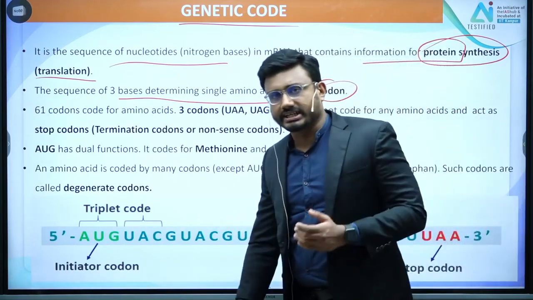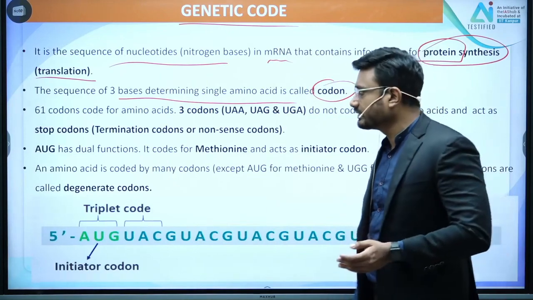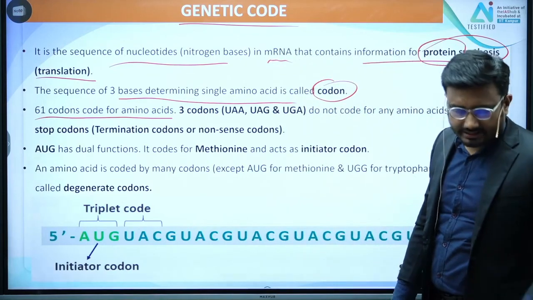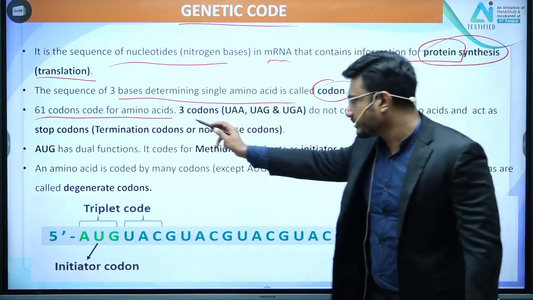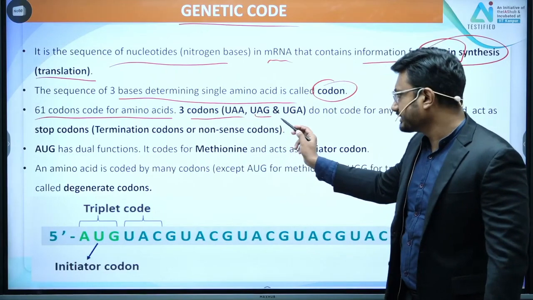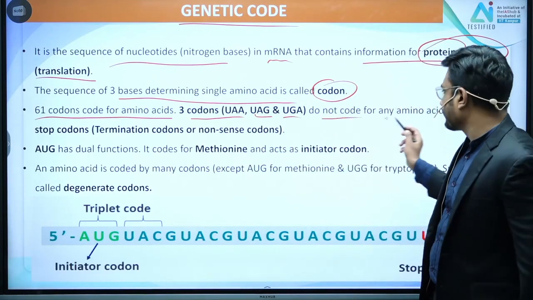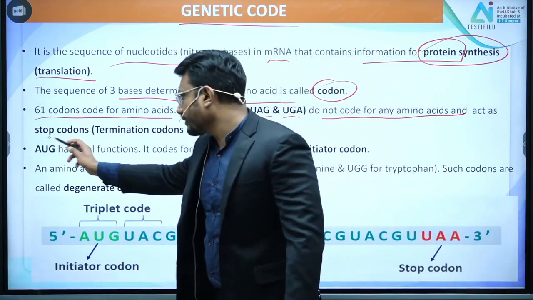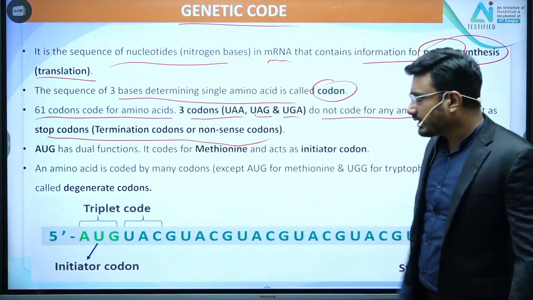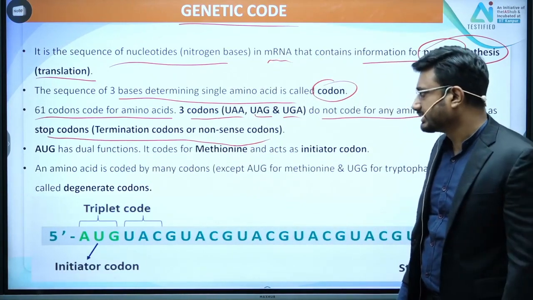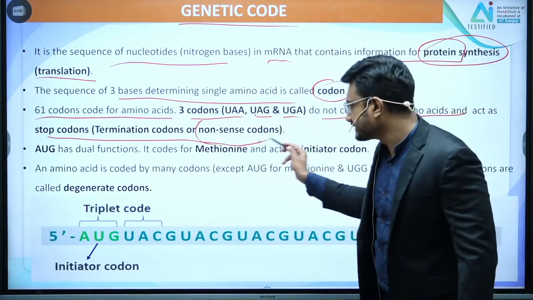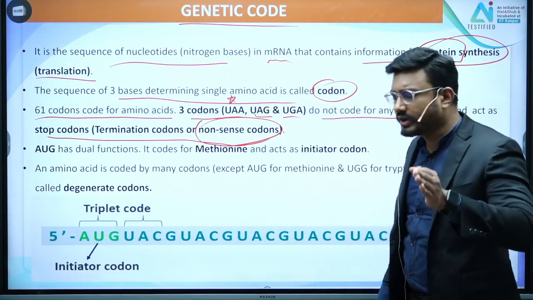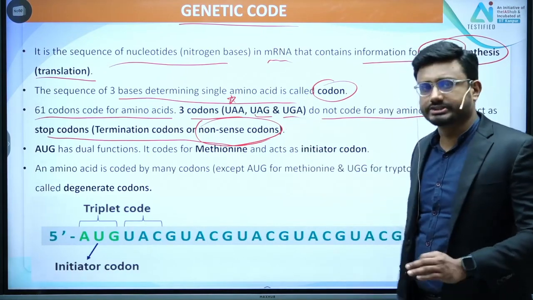In total there are 64 codons, of which 61 codons code for the amino acids. But what do the remaining 3 codons do? The remaining 3 codons, that is UAA, UAG, and UGA, do not code for any amino acid, and these codons are known as the stop codons, as they are involved in the termination process. They are also known as the nonsense codons. You need to remember all these 3 stop codons, that is UAA, UAG, and UGA.